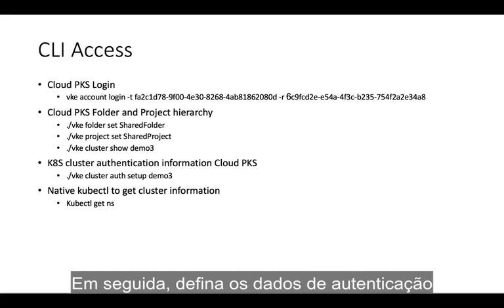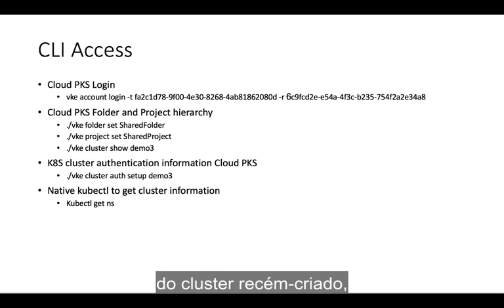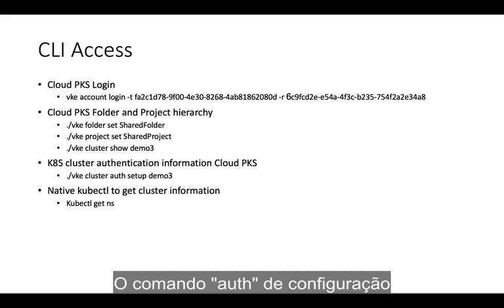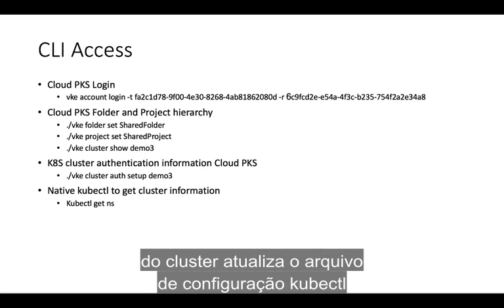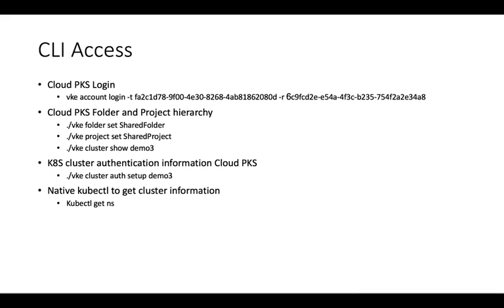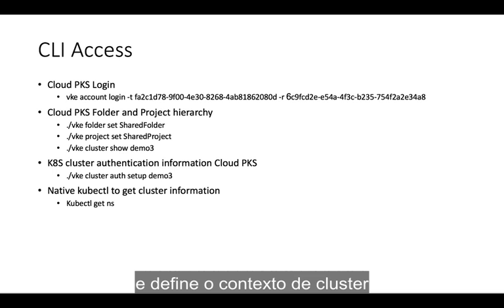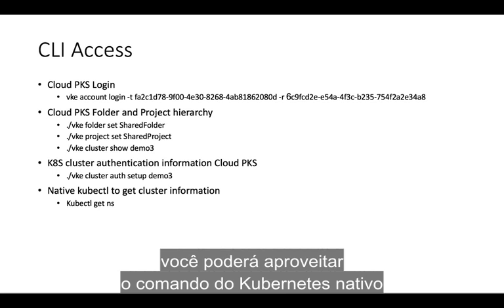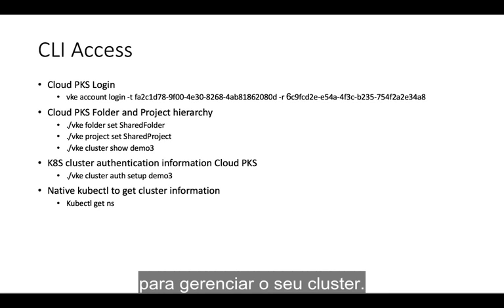After that, you will set up the authentication information of your newly created cluster by using the cluster auth setup command. The cluster auth setup command effectively updates your kubectl configuration file with your OIDC token and sets the cluster context to the cluster you specified. Once the kubectl config is generated using the auth command, now you can leverage the native Kubernetes command to manage your cluster.